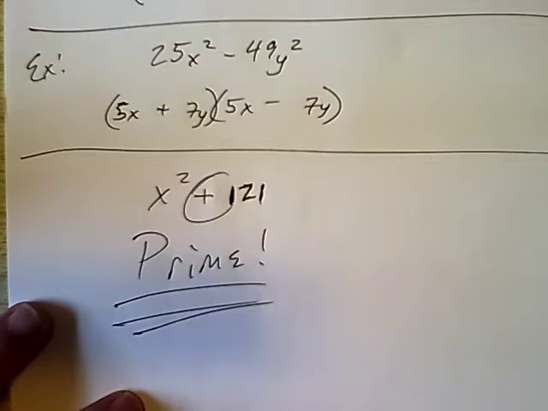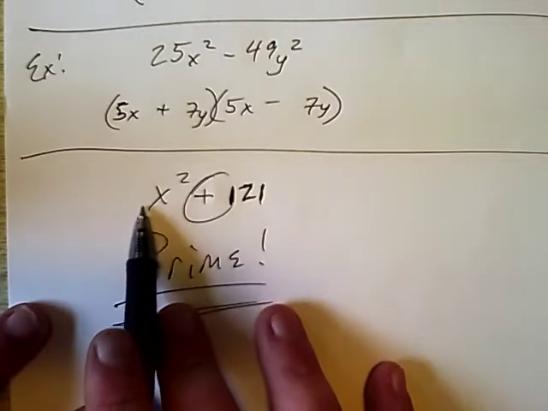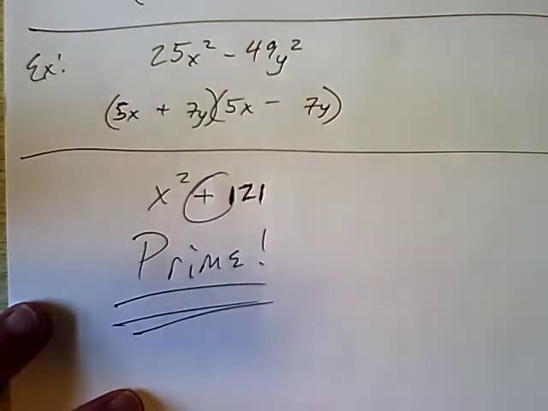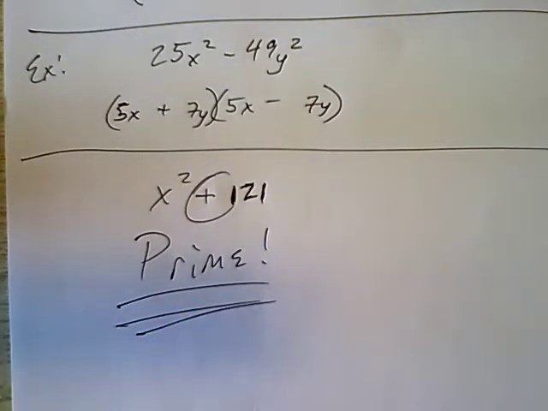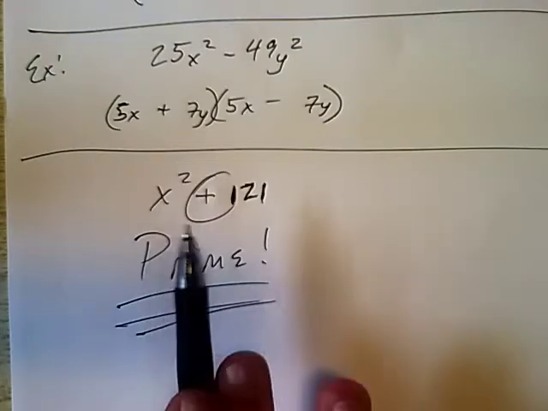And if a number or a phrase or expression is not factorable, we can simply say that it is prime. So if you run into one of these and it says x squared plus 4 or something like that, it is prime because of the plus sign.